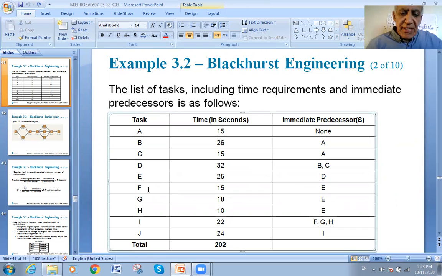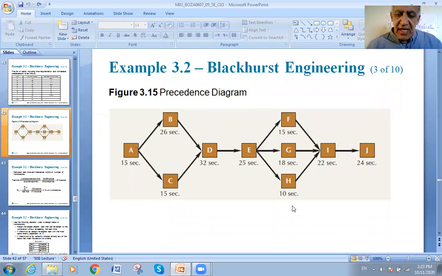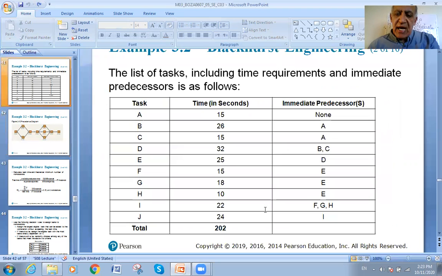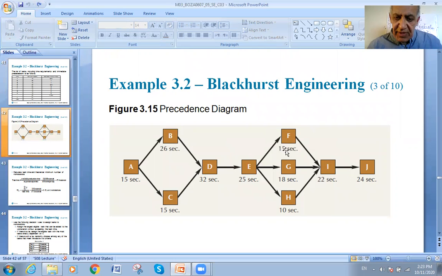It is so. Now F and G and H are the same thing, preceded by E. But I will write the time of each one in front of it: F 15, G 18, H 10. F, I will write 15 here, G 18 here, and H 10 here.